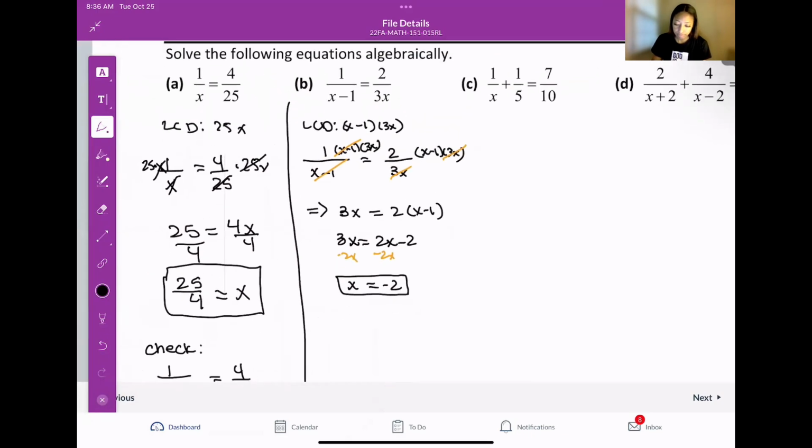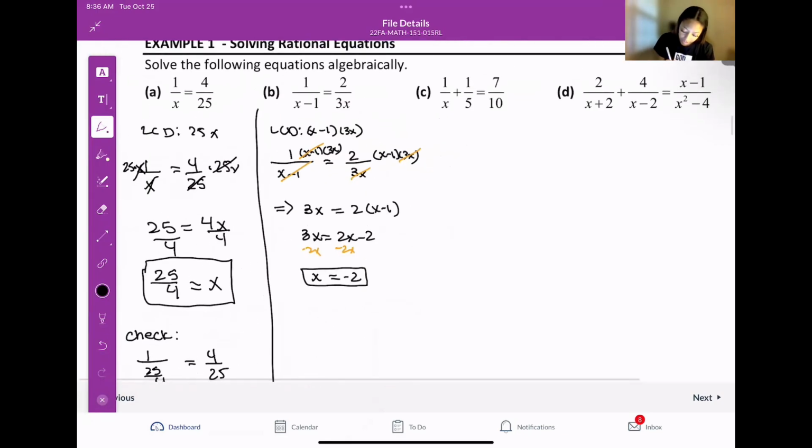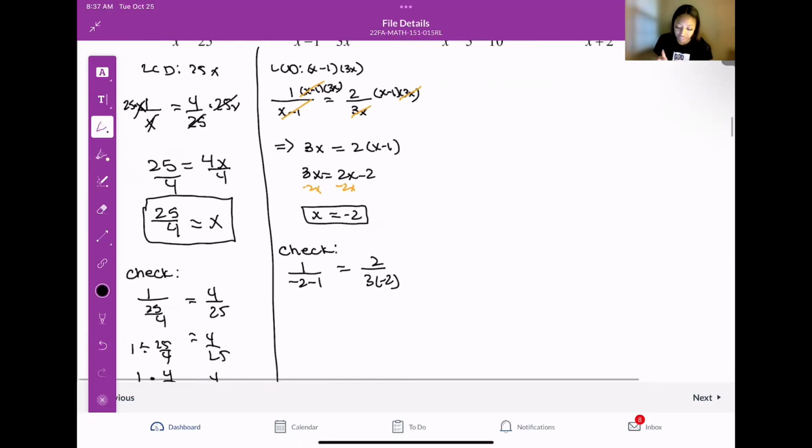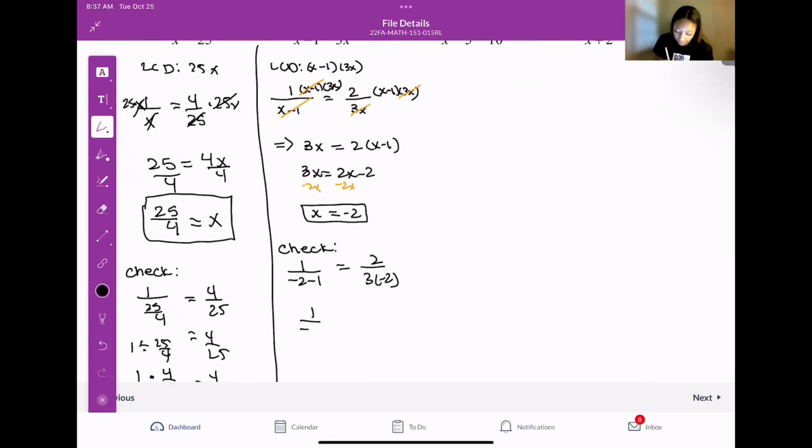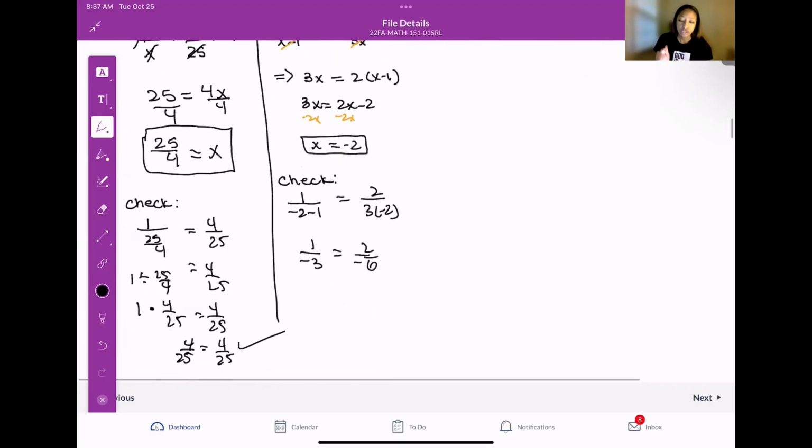All right, let's check our answer here. If we plug in -2 for x in that original equation, we have 1 over -2 minus 1 equals 2 over 3 times -2. Is this true? That's 1 over -3 equals 2 over -6. And yes, 2 over -6 does simplify to -1/3. So both of these are -1/3. It checks out.